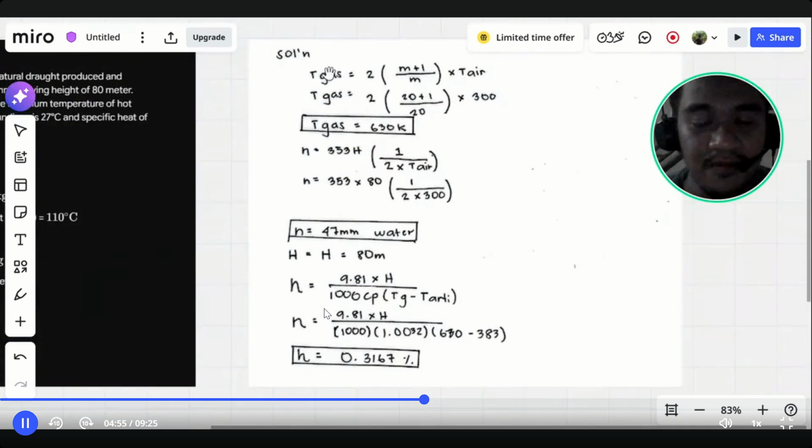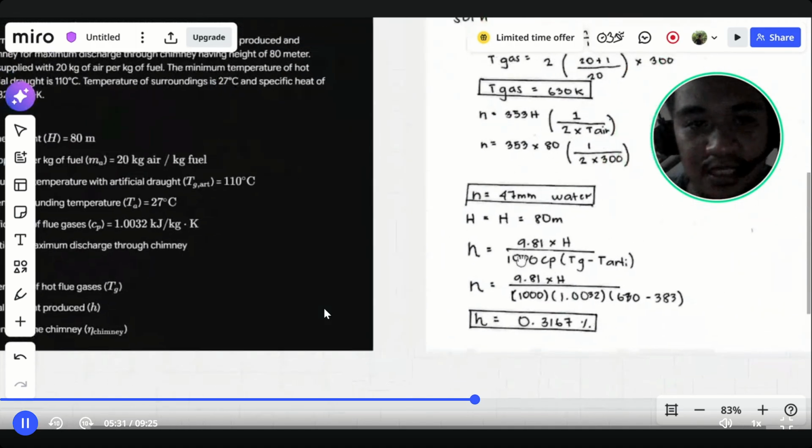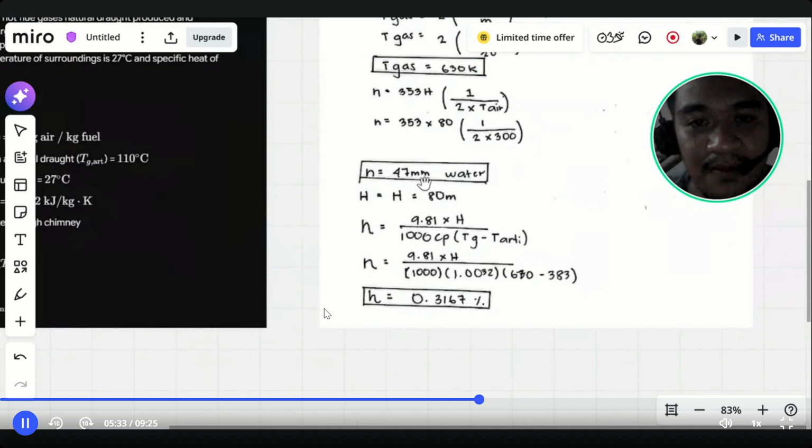For the solving, we have T gas equals 2, and then (m plus 1) over m times the air. So we have 2 times (20 plus 1) over 20, then times 300. We have the computed answer of 360 kilograms. So for the H, 353, and for the 353 we convert this T_R into 300. So the answer for H, we have 47 water.